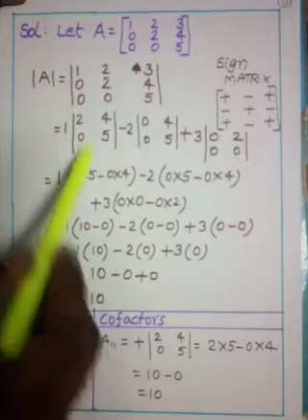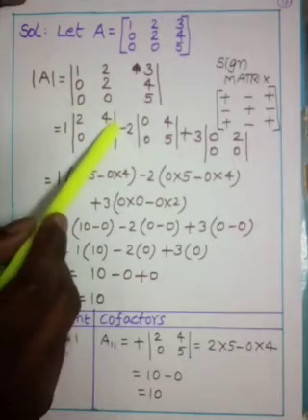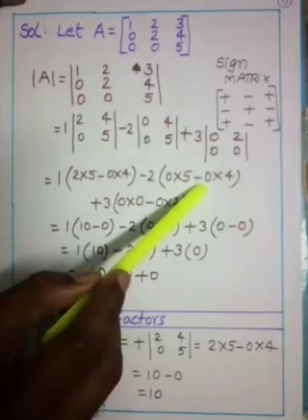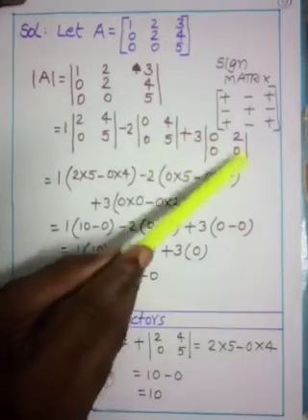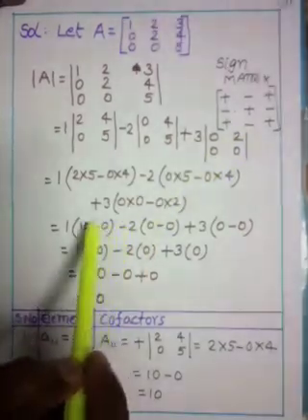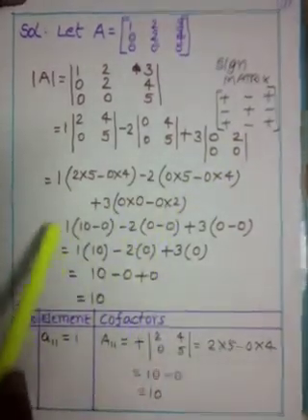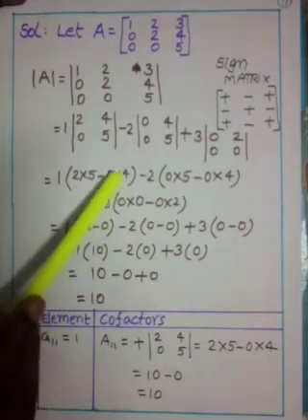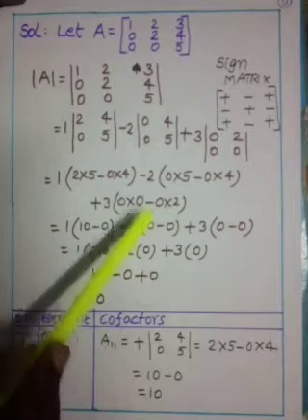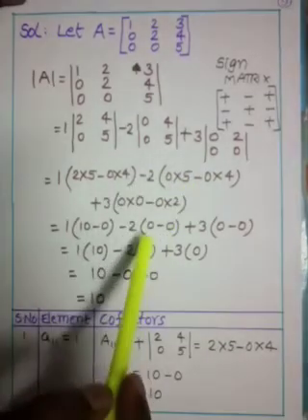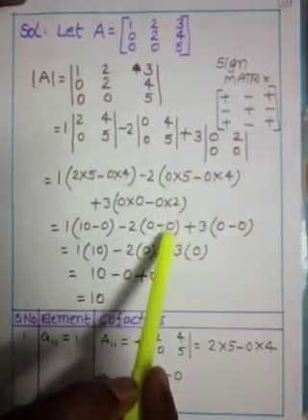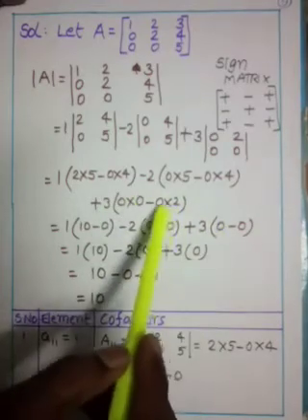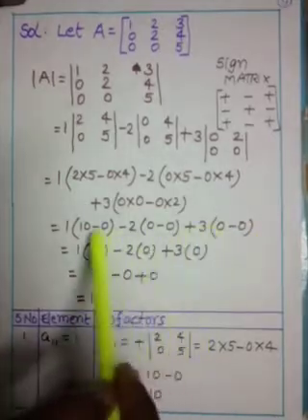That is equal to 1 into (2 into 5 minus 0 into 4) minus 2 into (0 into 5 minus 0 into 4) plus 3 into (0 into 0 minus 0 into 2). Understood this step, my dear children? Right. That is equal to 1 into (10 minus 0) minus 2 into (0 minus 0) plus 3 into (0 minus 0). Understood this step, my dear children?